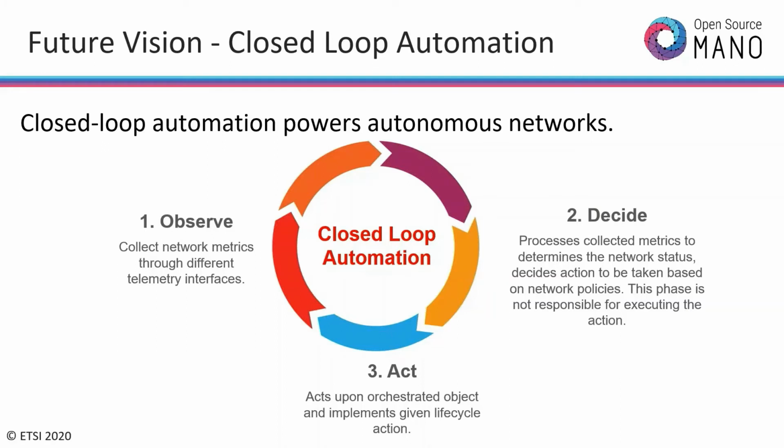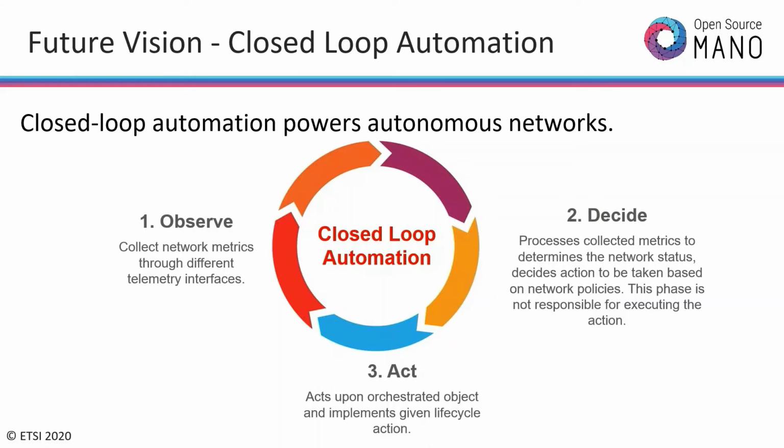And finally, the act part, where we have 2 actions that we see today. One is around the auto scaling, and the other is alarms. There can be other things, for example, the placement module that is coming in, so we can have an intelligent placement of the VNFs. So this closed loop automation is our future vision.